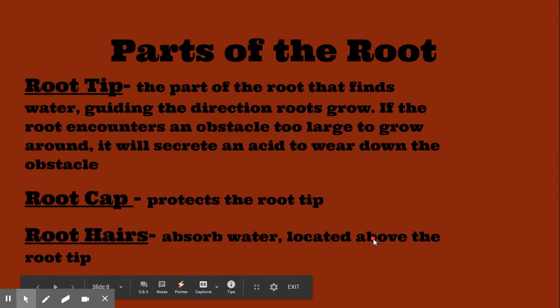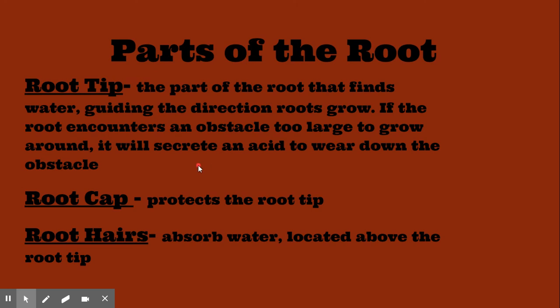Now, the root has a couple important parts. The root tip is the part of the root that finds the water, guiding the direction that roots grow. If the root encounters an obstacle too large to grow around, the root tip will secrete an acid to wear down that obstacle. And sometimes roots will even grow through things like pipes.